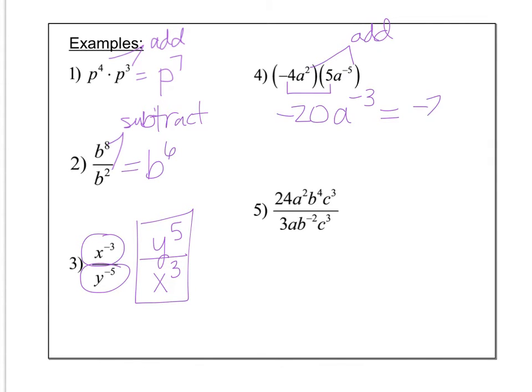The negative 20 can stay. You can have a negative number. But the negative exponent, you always have to make it happy. That one's going to move to the bottom, and it becomes positive 3 on the bottom.